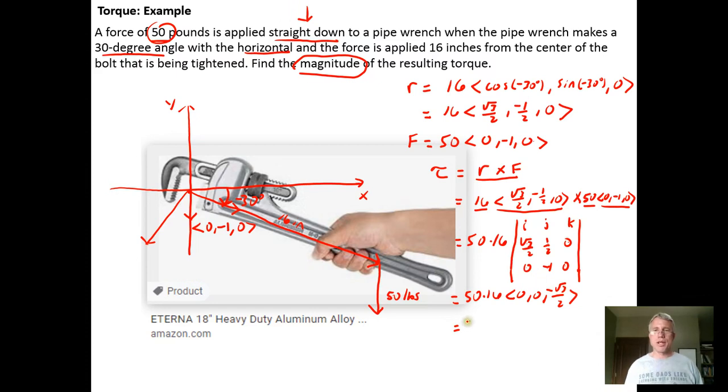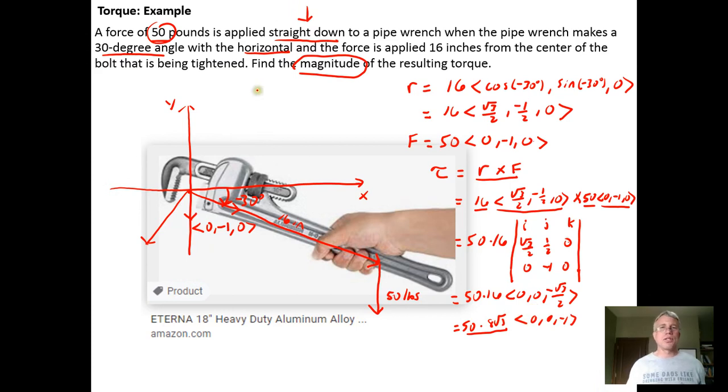If I do that, I get 50 times half of 16, which would be 8. I'd have a negative, and this would be root 3. And inside here, I leave the negative on the inside. In fact, this would be 0, 0, negative 1. So after that factorization, I get the scalar 50 times 8 times the square root of 3 times the vector 0, 0, negative 1.